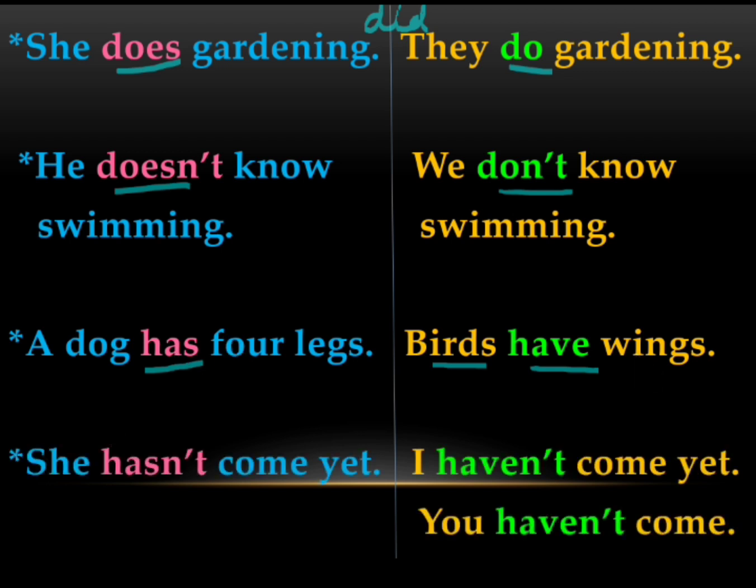She hasn't come yet. She is singular, so the have verb in the singular and the negative form. I haven't come yet. You haven't come. So I and you is considered as plural when we use it with the have verbs. So we have used haven't, the negative form. But if it is a positive also, we must use only have.